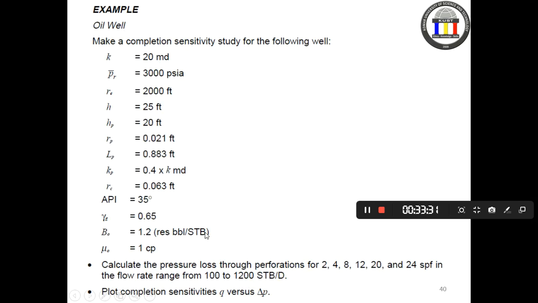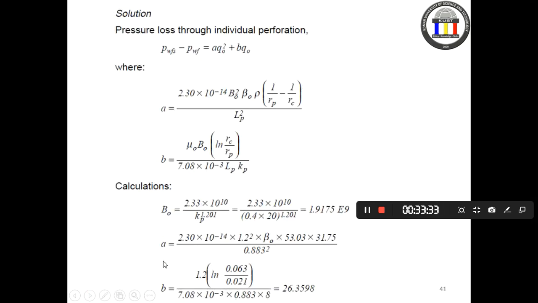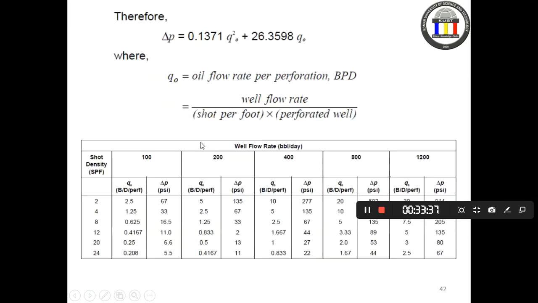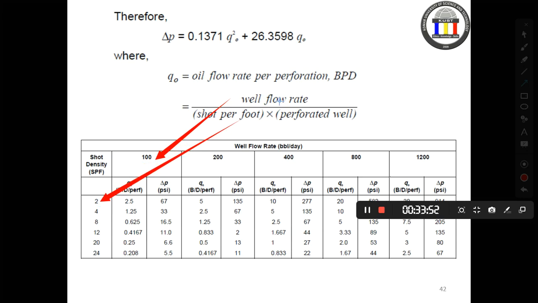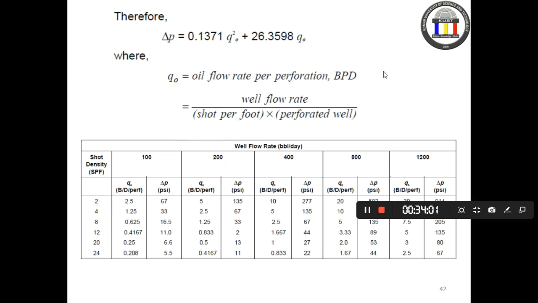So what you need to do, you will be given all this data. You will first calculate the A and B using this equation. All data is given here. Once you have A and B, you calculate the flow rate based on the shots per foot and barrels per day of shots per foot and the well flow rate, which is the 100. So in this case, this flow rate is this one, this shot per foot is this one. When you have these two, the perforated interval is given, which is 20 feet. So then you calculate the flow rate and you go on.